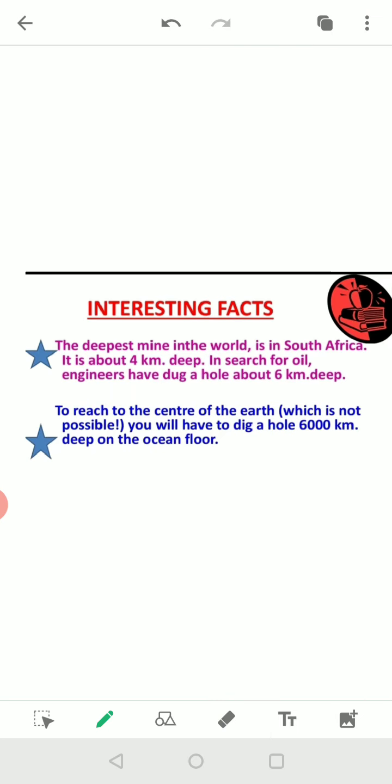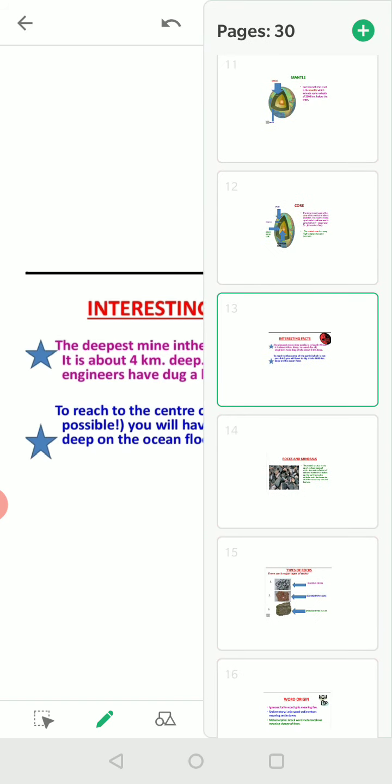Interesting facts. The deepest mine in the world is in South Africa. It is about 4 kilometers deep. In search for oil, engineers have dug a hole of about 6 kilometers deep. Now, to reach the center of the earth, which is not actually possible, you have to dig a hole 6,000 kilometers deep on the ocean floor, and that is practically impossible.